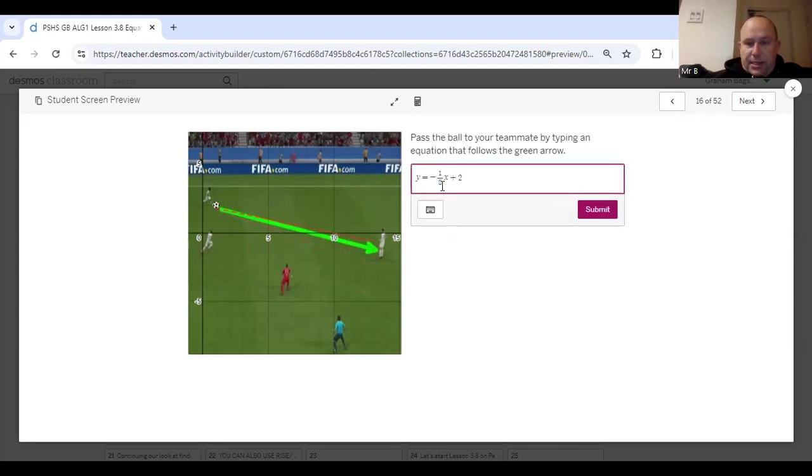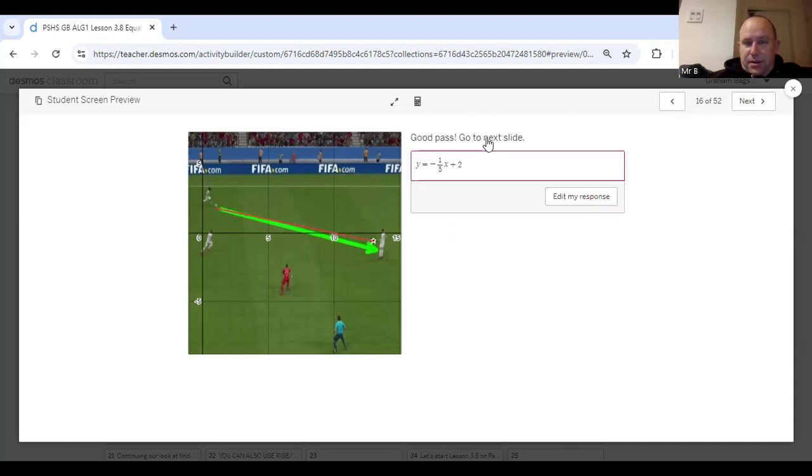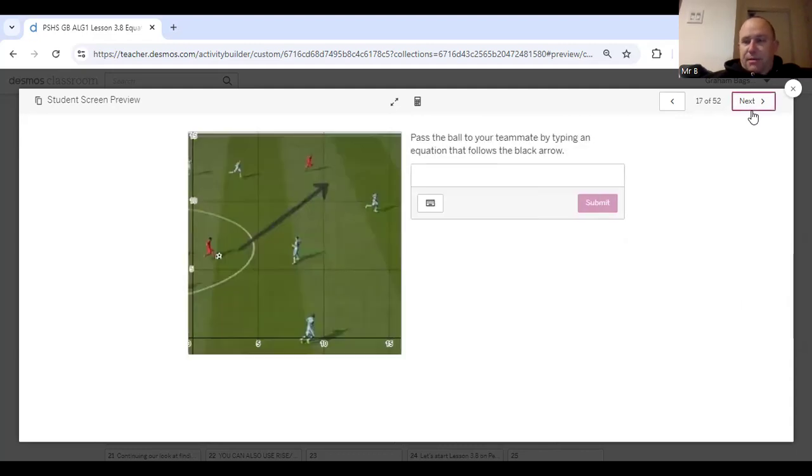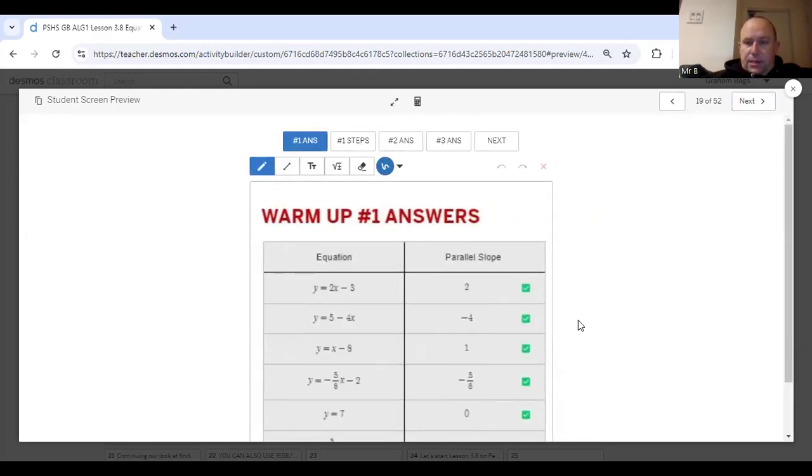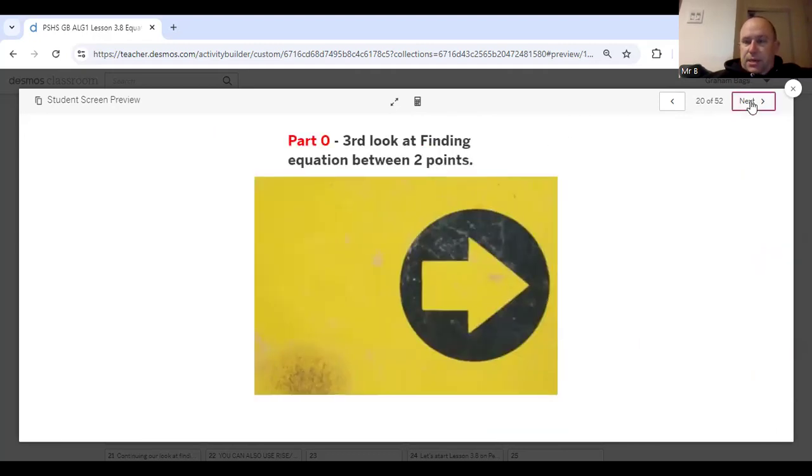I could either do this by guessing or I could do this by actually counting the squares more accurately. Ooh, that looks pretty good. And if you do it like that, it will show you what a good pass is. And you can try this one here if you wanted to as well. And that's actually what test 3.3 looks like, finding the slopes of lines. Here are the answers to the questions, and you can look through these at your leisure. There are some steps there as well.